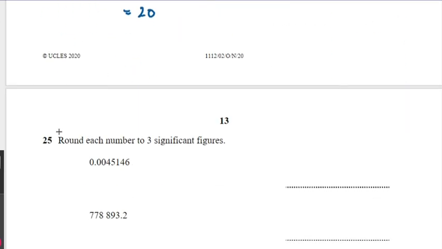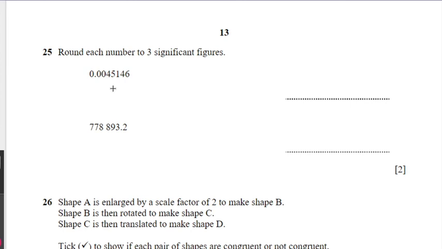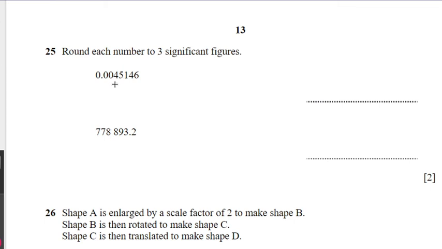Alright? Continue, move on. Round each of the numbers to 3 significant figures. Okay, you know that the leading zeros here are insignificant. So you must start from where? Start from here. 1, 2, 3. Okay, and then you look here. Is it the next digit? Is it 5 and above? If it's not, then you just don't add anything here.